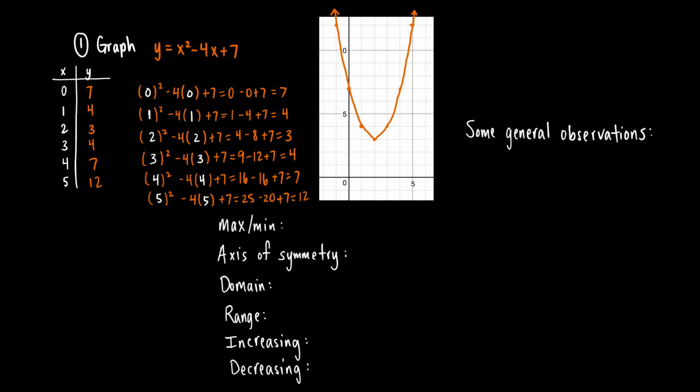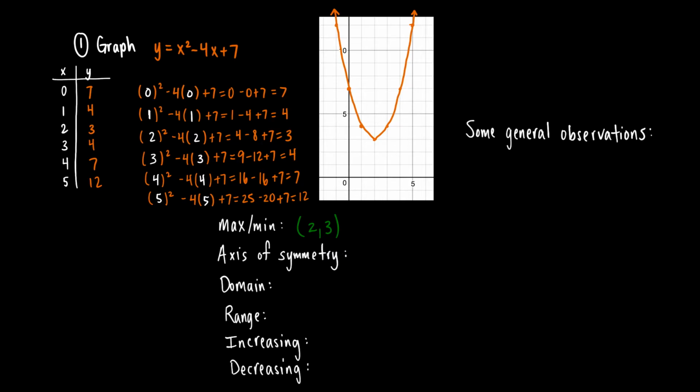All right, so the maximum or minimum. I have max/min here, and the reason for that is because some parabolas create a maximum point, a highest point. Some parabolas create a minimum or a lowest point. This one has a minimum, okay? And that minimum occurs right here. This is the lowest point on the parabola. So what we're going to do is list the coordinate pair of that minimum value there. That's going to be at 2, 3. So the x value is 2 and the y value is 3.